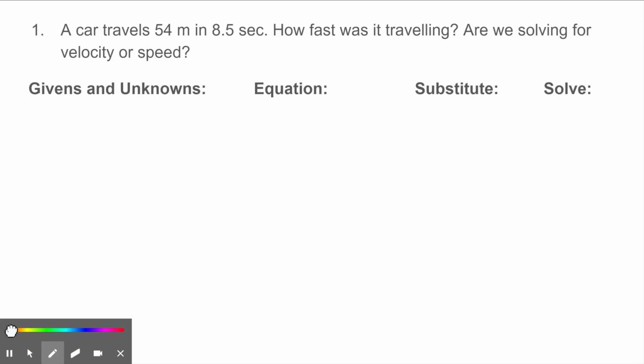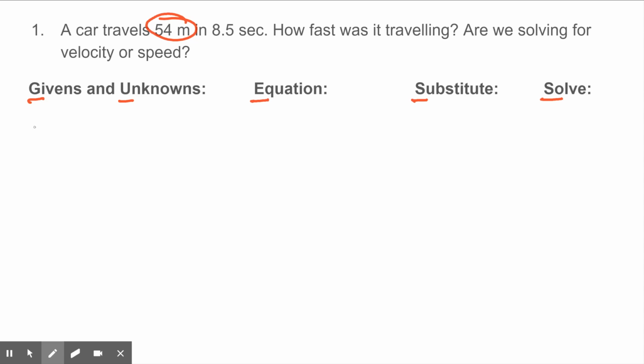There's multiple ways to solve for this, but the most basic way and a way that will always help you is write down your givens, your unknowns, then write down the equation, substitute what you know into the equation, and solve. So this is the good way to guess to get the answer. So let's start with our givens.